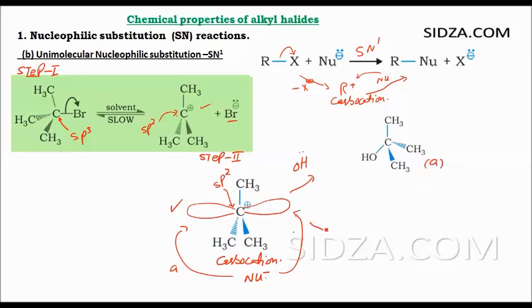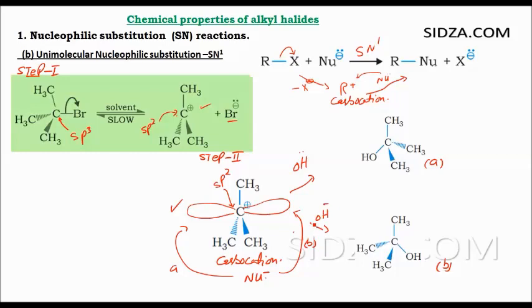You can have the attack from this side also, correct? Then these groups will shift to the other side. If the nucleophile attacks from here, these three groups will shift in this direction. So you get a different configuration, right? So product B is formed now if the hydroxide attacks from this side.